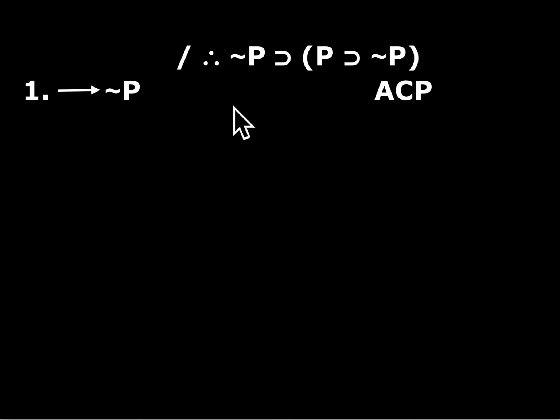So I'm going to start off line 1 with a conditional proof subproof. The antecedent I want is not P. So I'm going to indent, assume not P, assumption for conditional proof. My goal now is to derive this consequent, if P then not P. Okay. How can I do that?